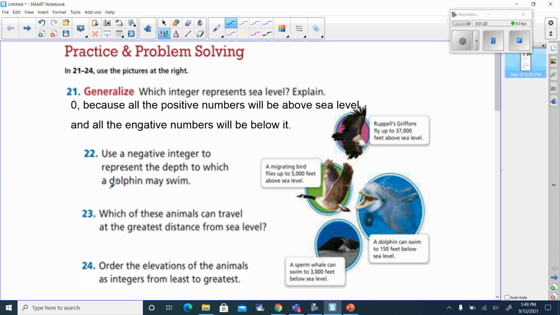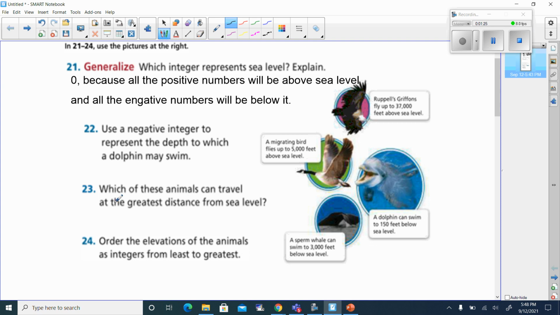All right, I have number 23. Which of these animals can travel at the greatest distance from sea level? Well, that means which one is going to go farthest from sea level. And we see over here, this migrating bird is 5,000 feet above sea level. Sperm whale can go 3,000 feet below sea level. Dolphin can't go but 150 feet below it. But this Rüppell's griffon flies up to 37,000 feet above sea level. So that means the Rüppell's griffon is the animal that travels the greatest distance from sea level.